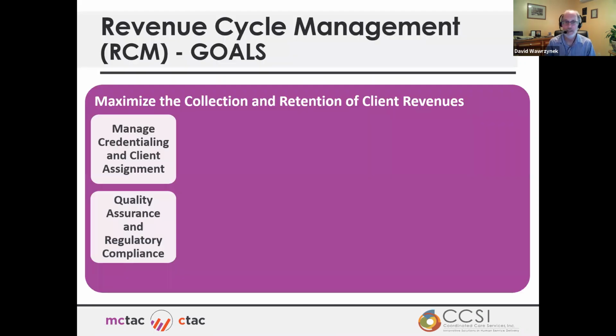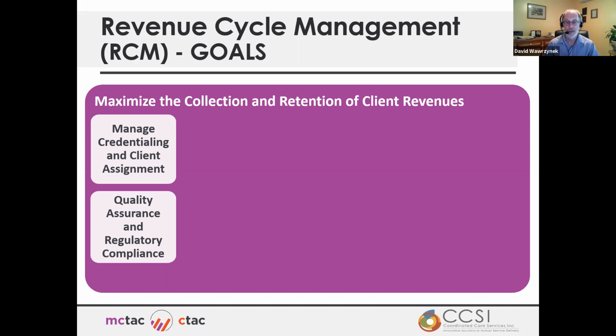So let's take a look at revenue cycle management. What is the goal? This is just another way of conceptualizing the same sort of information. The goal is to maximize the collection and retention of client revenues. I want to make a point here in terms of retention.